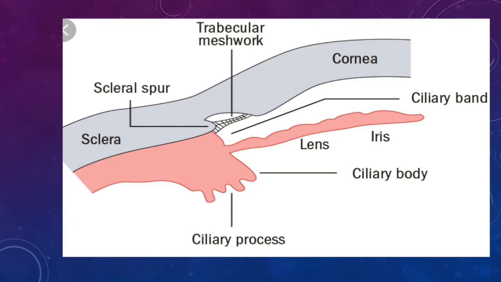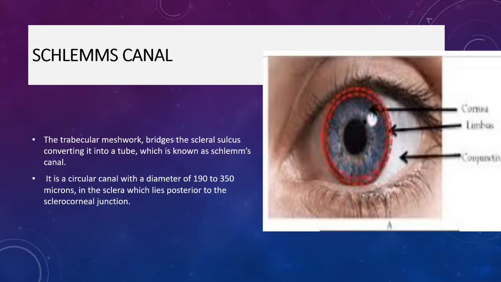So this is a diagrammatic representation of the trabecular meshwork. This was the scleral spur and this is the scleral sulcus. The sulcus, you can see, is covered by this net-like thing, and it is present 360 degrees, and that is called the trabecular meshwork.